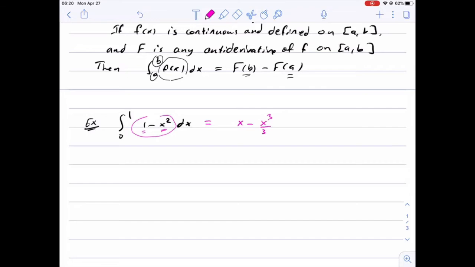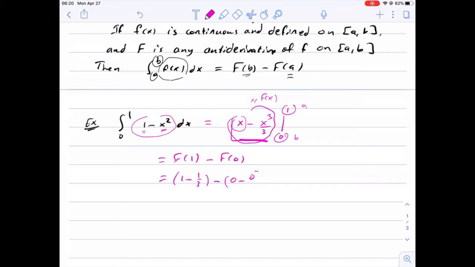We add 1 to the power and divide by the new power. And then we evaluate this at 1 and 0, and then we subtract them. This is capital F of x, and this is a, this is b. So we find F of 1 minus F of 0. So substitute 1 here. So we get 1 minus 1/3, minus, substitute 0, 0 minus 0 cubed over 3, and this is 0. We have 1 minus 1/3, it's 2/3.